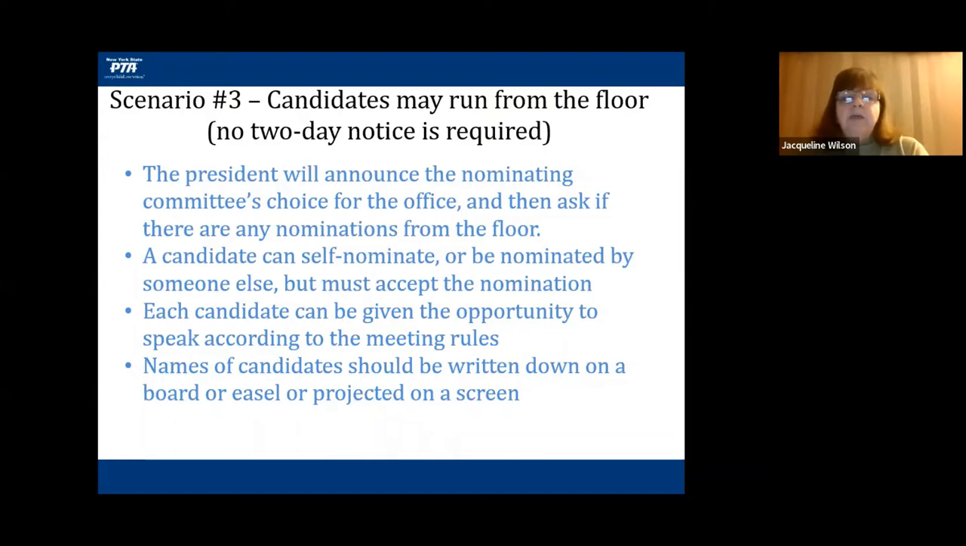Each candidate can be given the opportunity to speak according to the meeting rules. And I think this is important whenever you have 2 candidates running for an office, because you do want to hear a little bit about them.